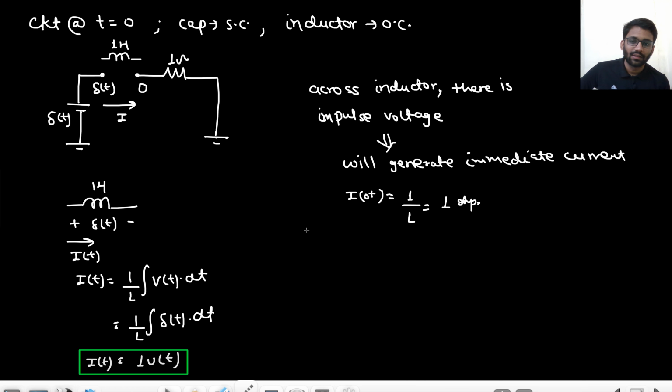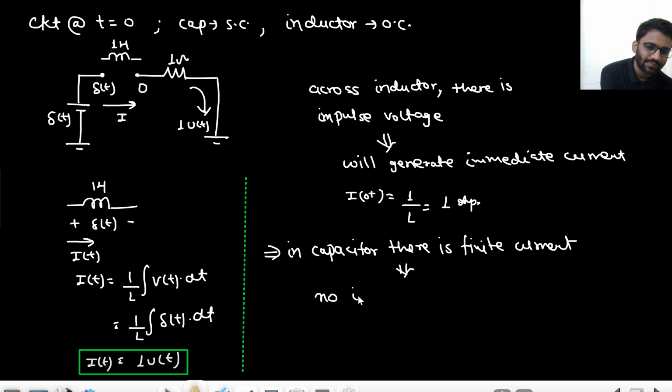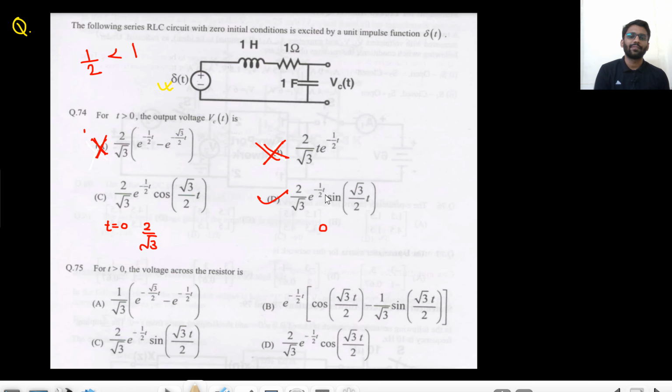Right? So even if there is an immediate current, the current is finite. What is the value of current? That is 1 u(t). So if there is finite current in the capacitor, that means it will not charge instantaneously. In capacitor there is finite current, that means no instantaneous charging. That means Vc(0 minus), that was 0 volt, will be equal to Vc(0 plus), that would be 0 volt only. So what is the option that we are getting?